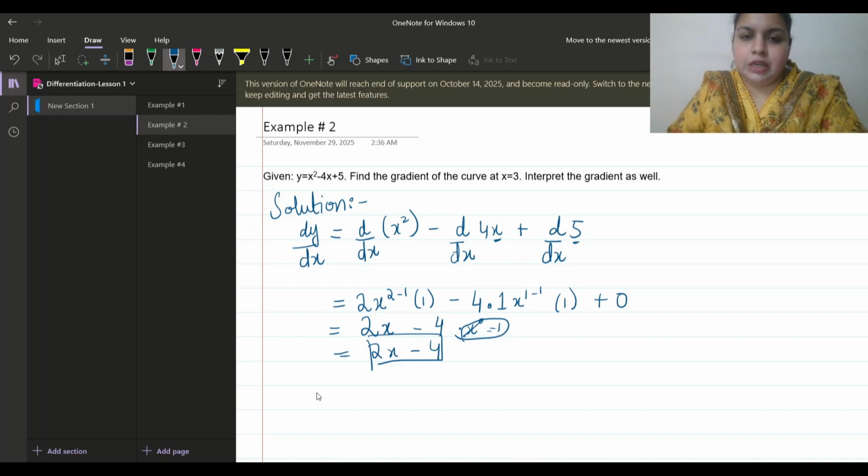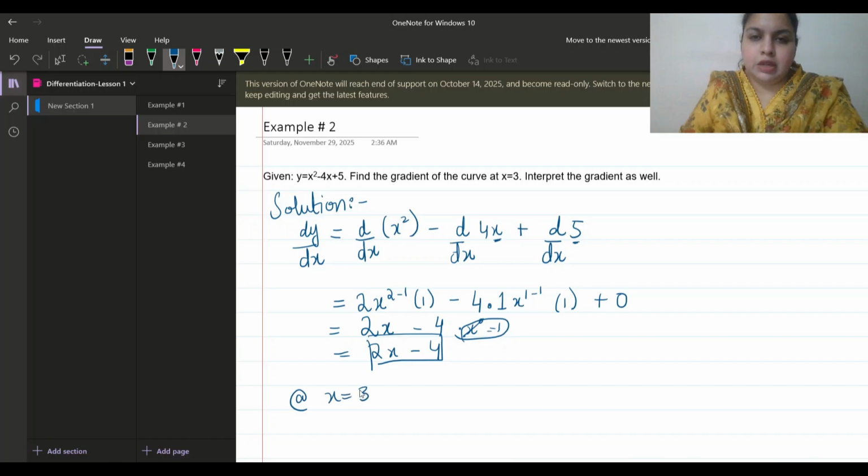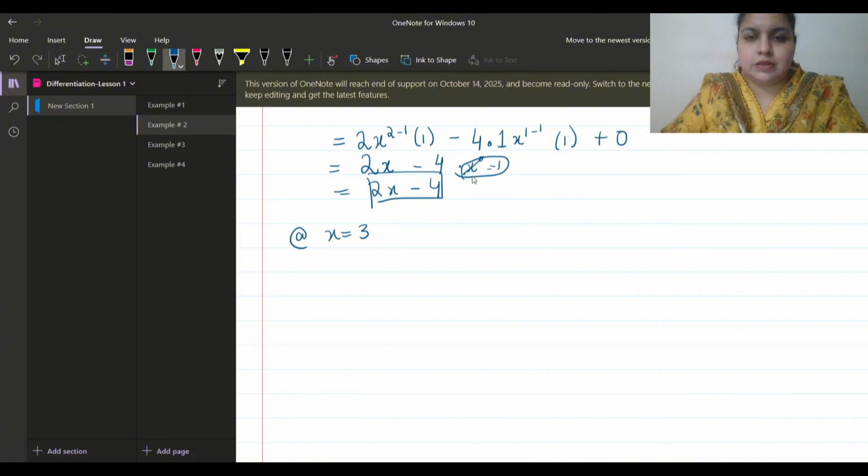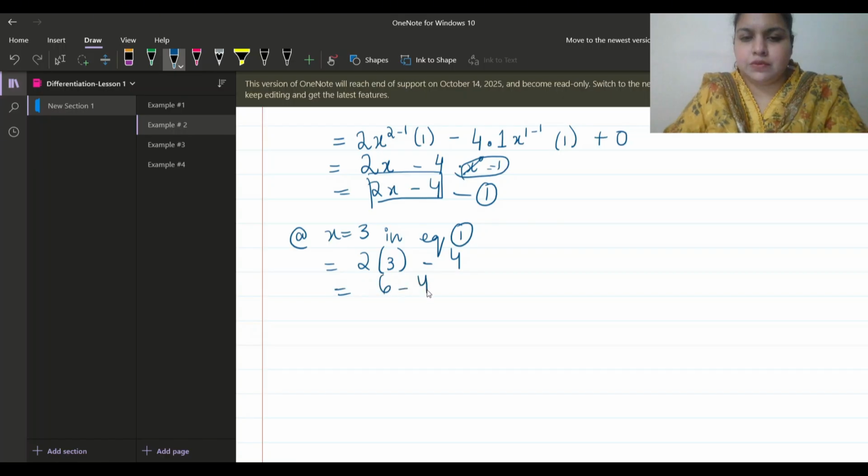Now, if I need the answer at x equals 3, what I'll be doing is plugging the value of x into this equation. So it will be 2, and in the place of x, I'm writing 3. So 2 times 3 is 6, minus 4, which is 2, right?